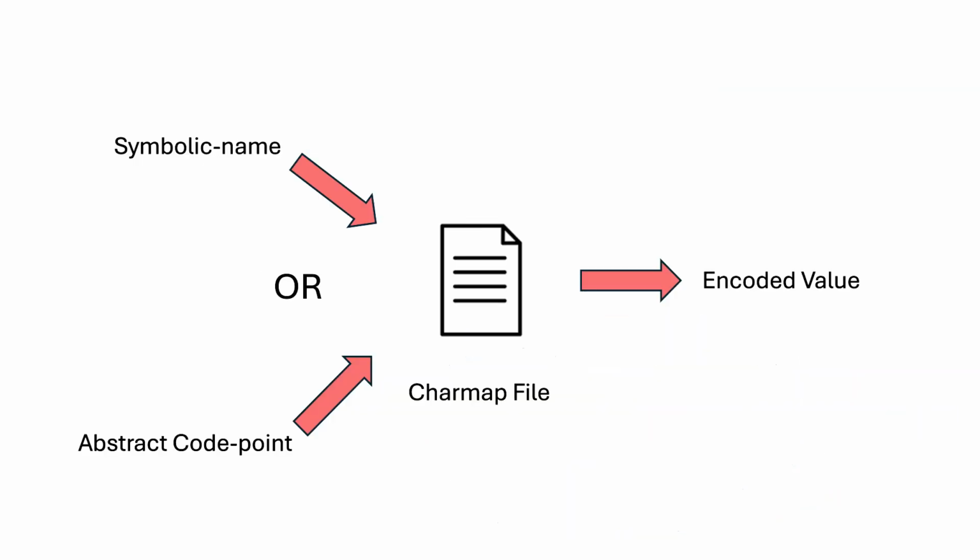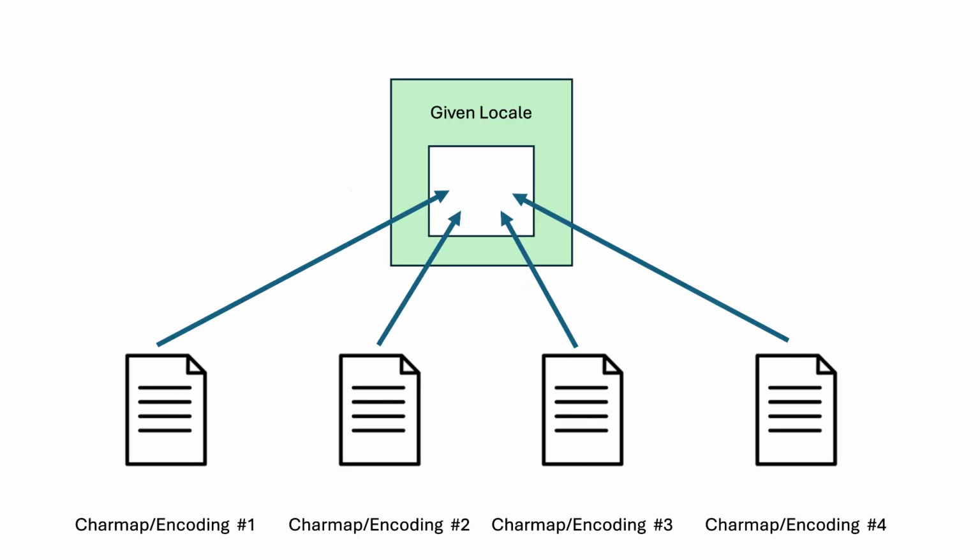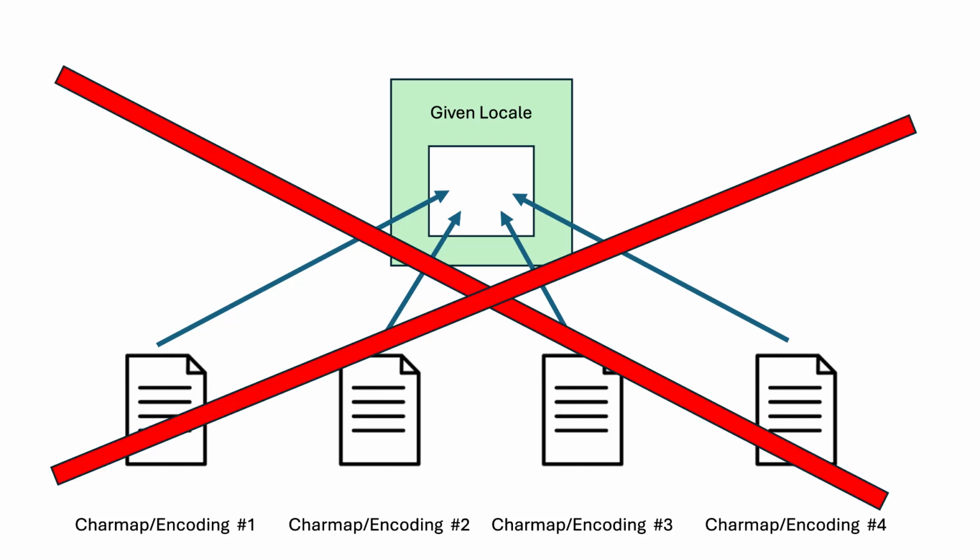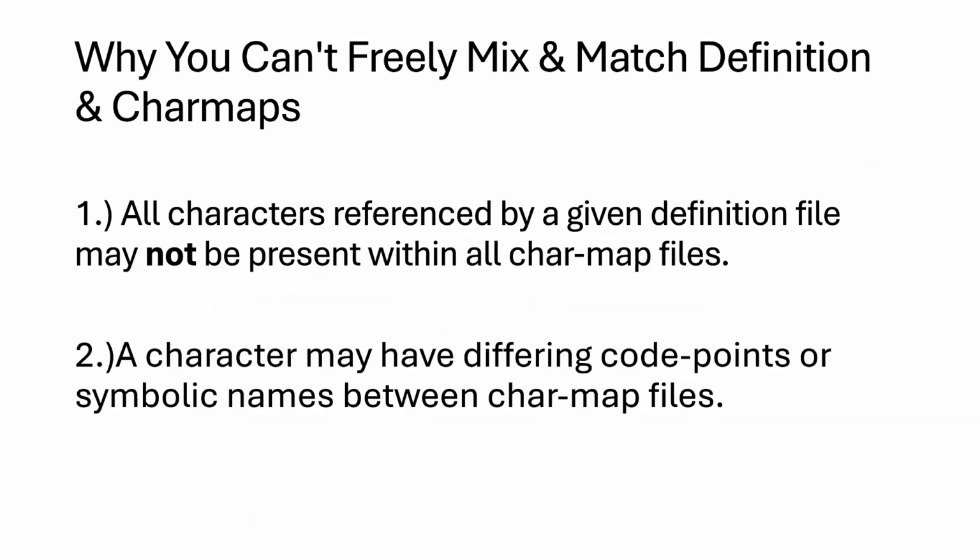As a charmap file can map both code points and symbolic names to encoded values, both can be used to index the charmap file to retrieve encoded values. Despite the core motivation being modularity, you cannot freely mix and match locale definition files with charmap files in any combination you want. This is primarily due to two reasons. The first issue being that all characters referenced by a given definition file may not be present within all the charmap files, thus interoperability would be problematic. And second, a character may have differing code points or symbolic names between charmap files. This would make character referencing problematic for charmap interoperability.